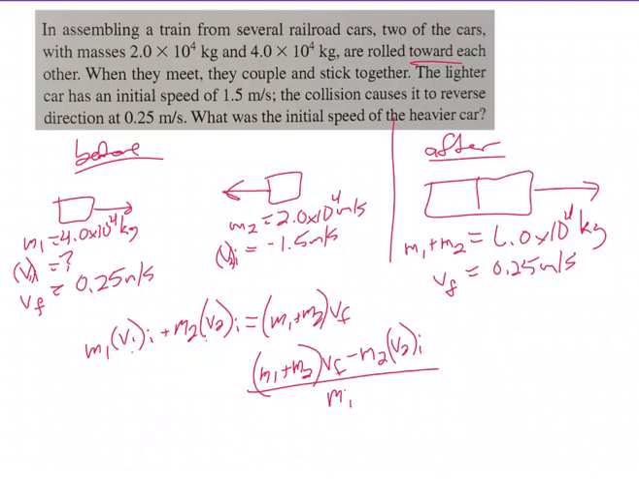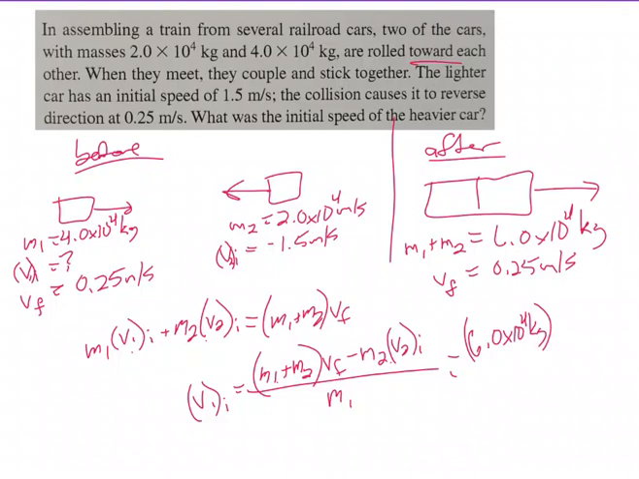I like doing it this way because maybe something would divide out that I wouldn't have seen otherwise, and I can save myself a little bit of work. Is anything dividing out here? Mass 1 does not divide out because it does not appear in this term, only in the denominator. So nothing divides out, but I can plug everything in now. I have V1 initial equals all this. We know mass 1 plus mass 2 because we figured it out already, 6.0 times 10 to the fourth kilograms.